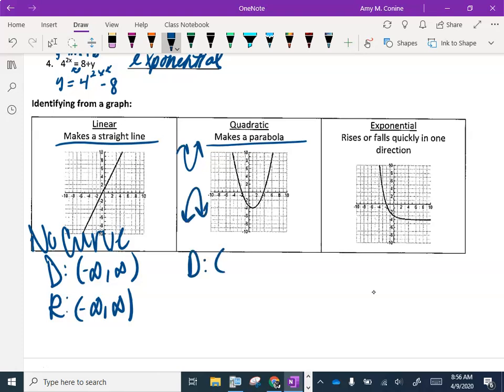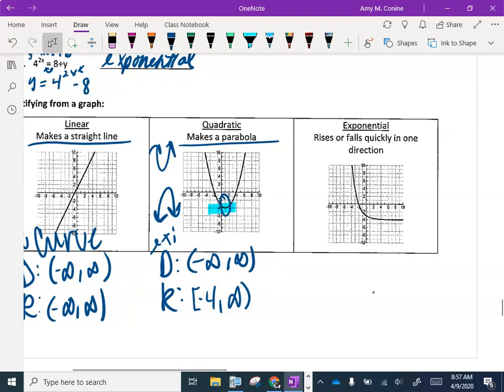So your domain here, remember, is all real numbers, so negative infinity to infinity. And then your range is whatever your vertex y value is to either positive infinity or negative infinity. So for this example, it looks like your y value for this problem is negative 4. So it's going from negative 4 to positive infinity for this specific example. But remember, it's the vertex, whatever the vertex is, that y value either going up or going down.